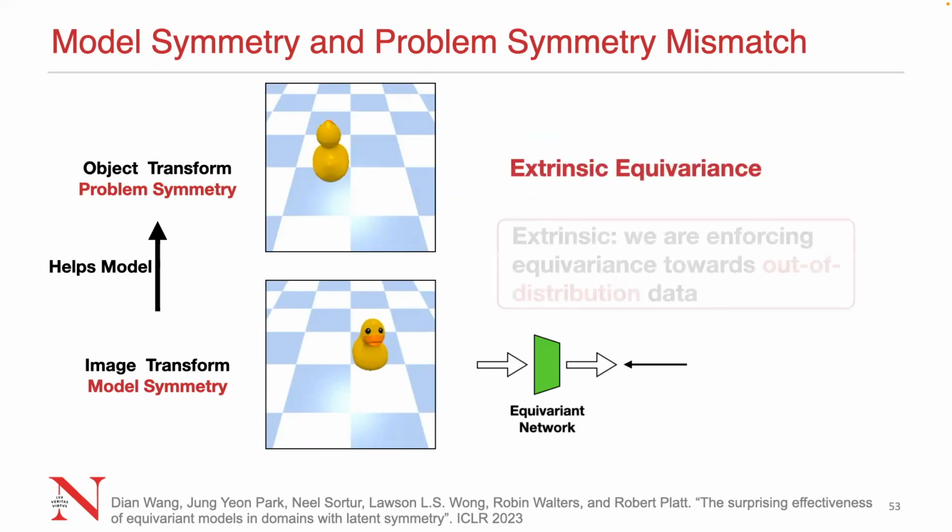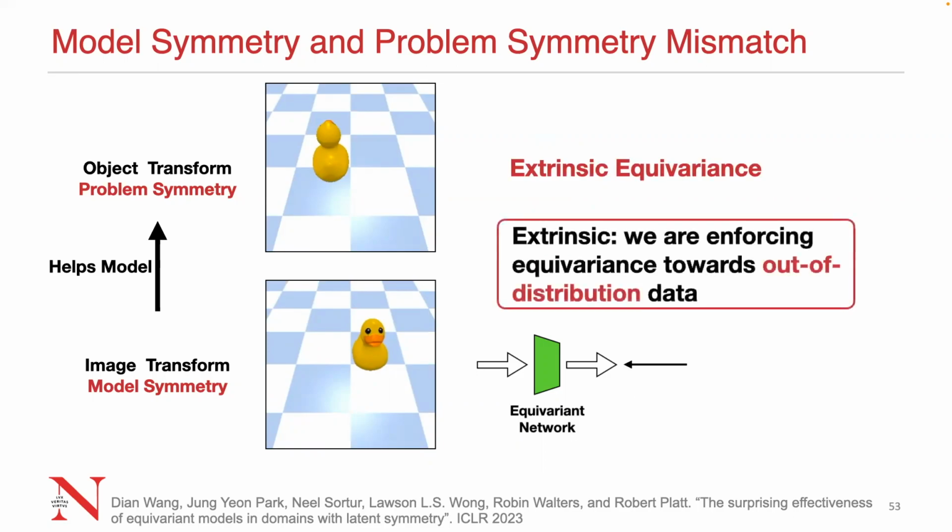It is extrinsic because if you think about the rotated images, those rotated images will be out of the input distribution. So you will never see a rotated image during training or testing. So we are enforcing equivariance towards out of distribution data. That's why we call it extrinsic equivariance.